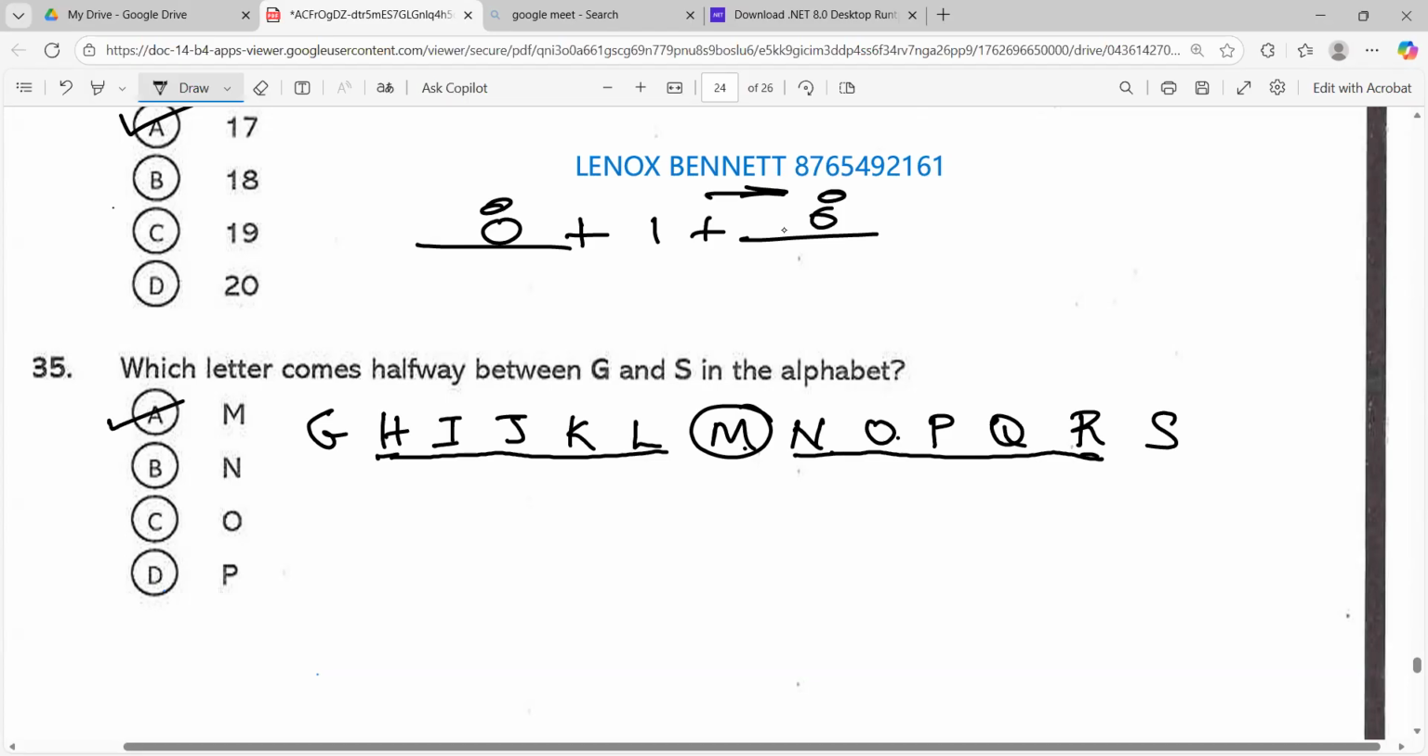Yeah. Is that the median? Is that the median, right? Yeah, I agree.